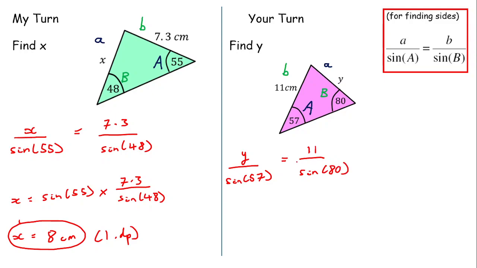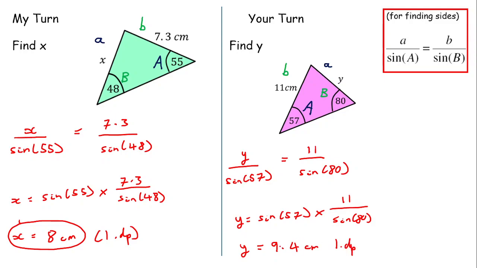There we go. To find y, your missing side, you've got to multiply through by sine 57. So y is going to be equal to sine 57 times 11 over sine 80. Then you put that into your calculator, sine 57 times 11 over sine 80, and we get, to one decimal place, 9.4. So 9.4 centimeters to one decimal place.